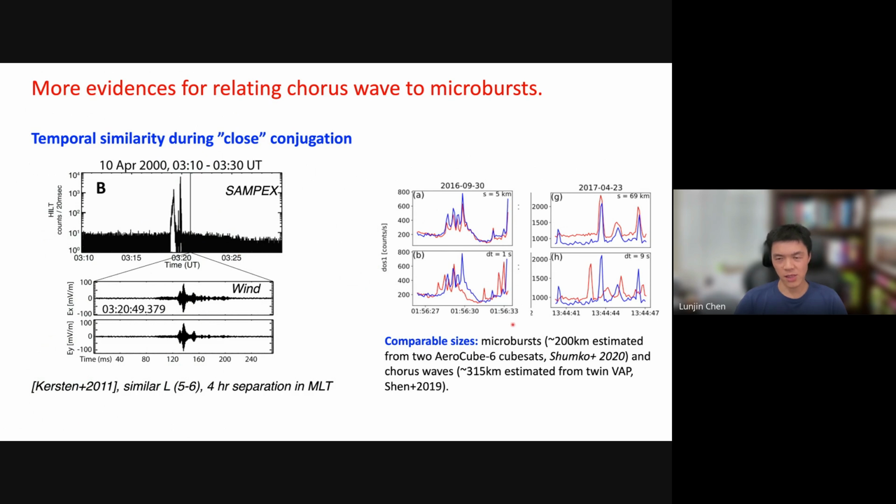And the other, back to your earlier question about the size. Fortunately, we have a way to estimate the size of electron microbursts, but you need to use multiple satellites. Here's an example of the two AC6 CubeSats measurements. There are two measurements, one from each of the two CubeSats, blue and red, and the satellites are separated by about 5 kilometers.